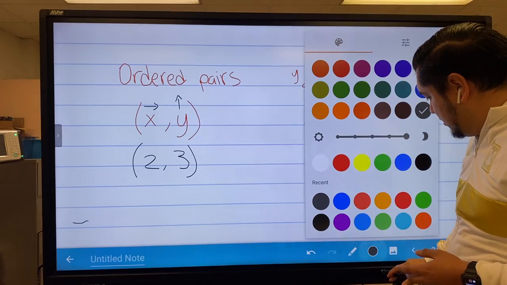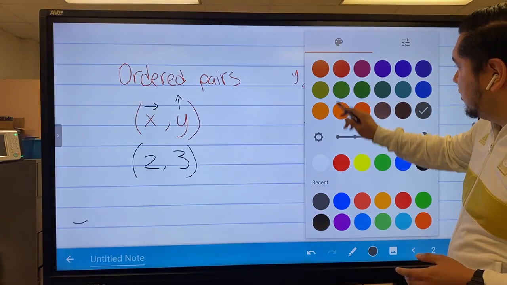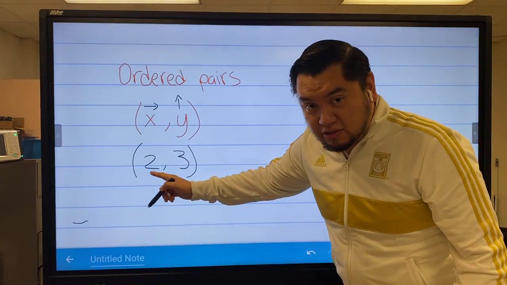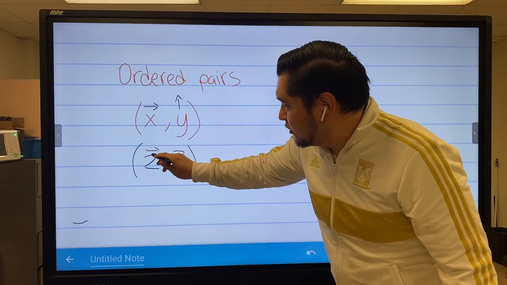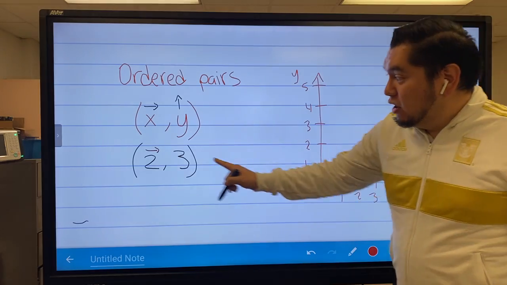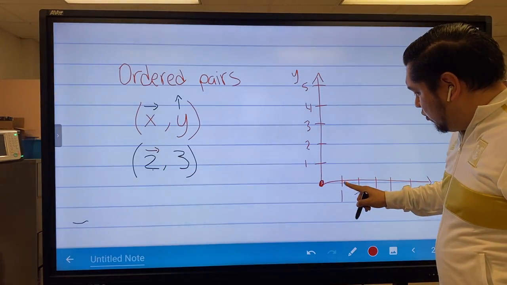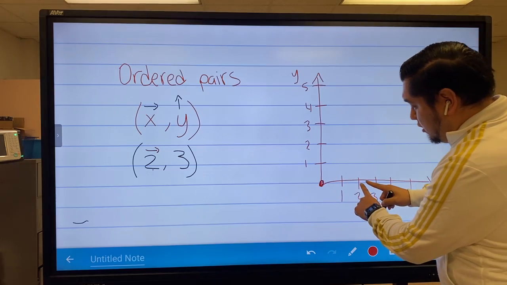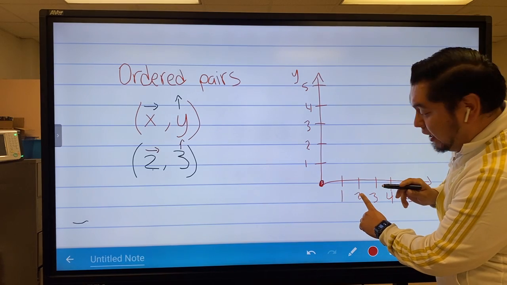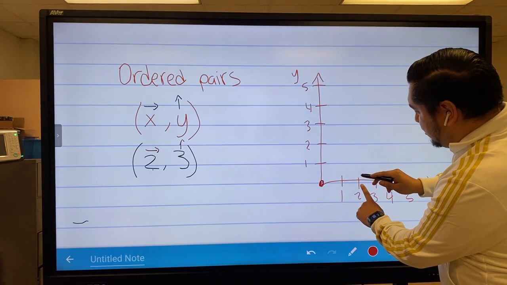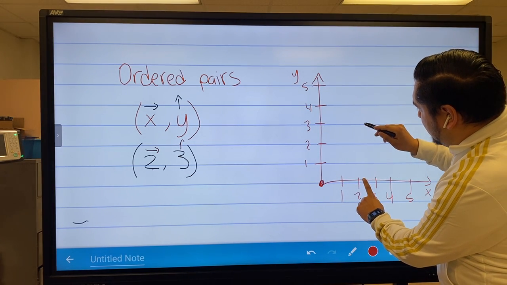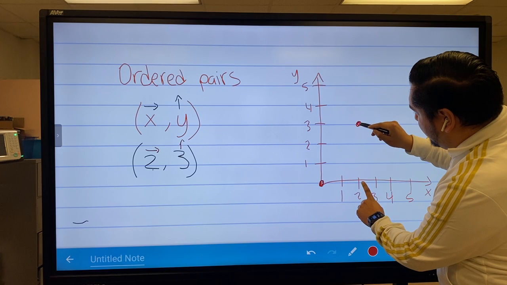Again, let me go back to red. The first value in the ordered pair is the x-coordinate, and remember that tells me to move to the right. So from the origin, remember, always start at the origin. You're gonna move 2 to the right, so 1, 2, okay? And then you're gonna move up 3, okay? Now, 1, 2, and then let's move up 3 along the y-axis. 1, 2, and 3, okay?